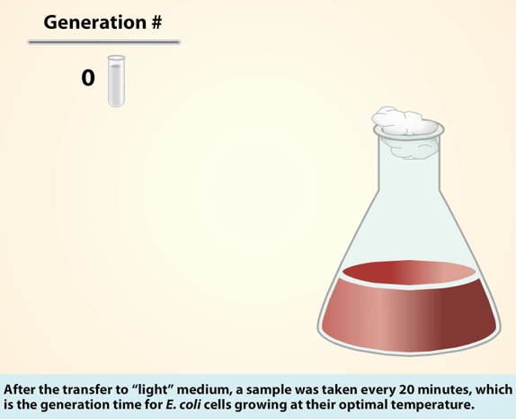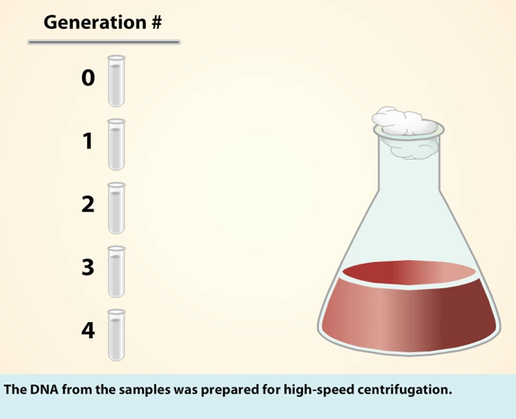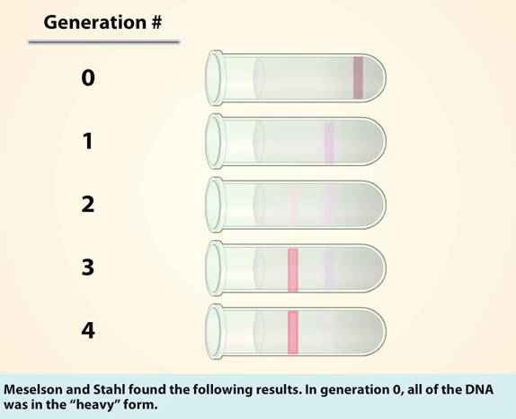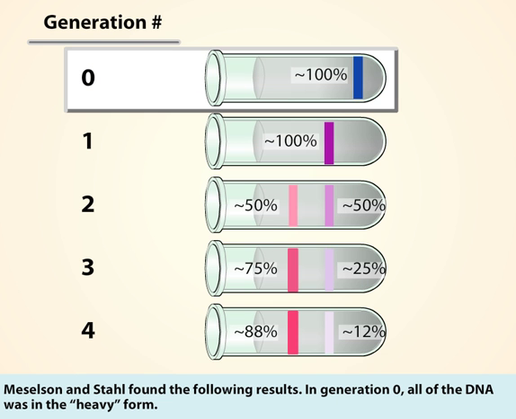After the transfer to light medium, a sample was taken every 20 minutes, which is the generation time for E. coli cells growing at their optimal temperature. The DNA from the samples was prepared for high-speed centrifugation. Meselson and Stahl found the following results. In Generation 0, all of the DNA was in the heavy form.